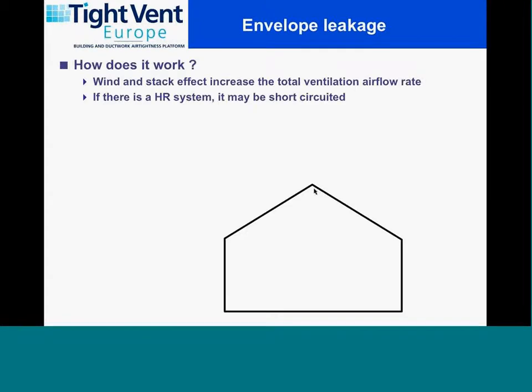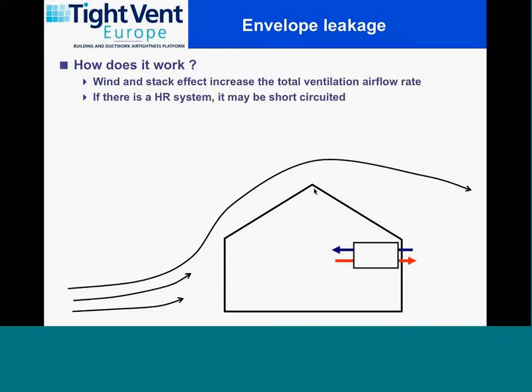So, it may be a good idea to look a little bit at the physics behind that. Here's a very simple example. We have a house with a balanced ventilation system. You have wind blowing past the house. Then you will have an overpressure on the windward side of the building and an underpressure on the leeward side of the building. And you will have leakage airflow rates, which are represented by these arrows here.